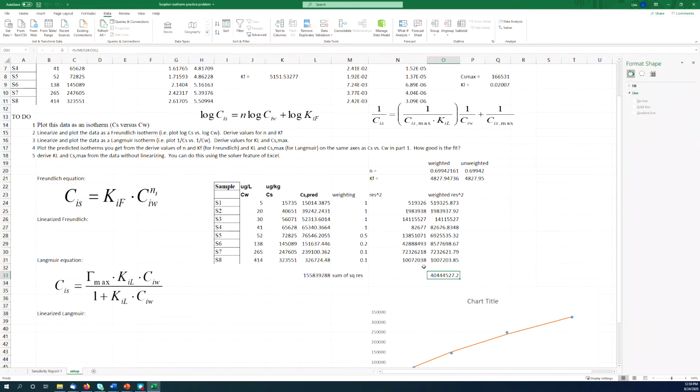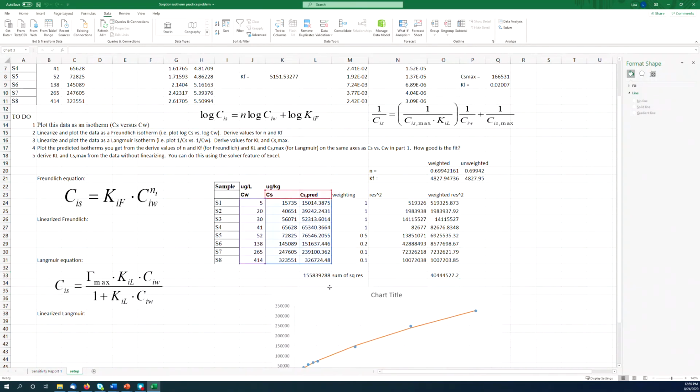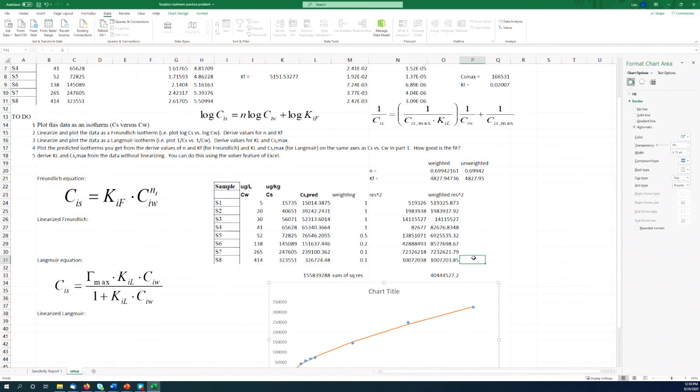So the point is, you can do all kinds of interesting things in Excel just using the Solver. It's really beautiful, and you can weight your residuals, you can do all kinds of stuff in any kind of curve fitting you want in Excel without having to learn any programming at all. So, cool stuff.